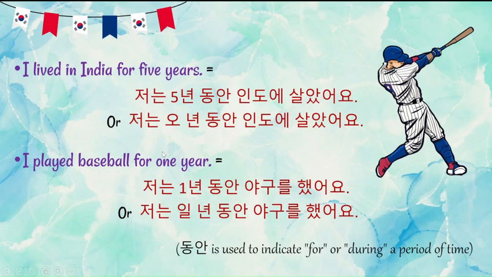I played baseball for 1 year. 저는 1년 동안 야구를 했어요. Here, for 1 year is 1년 동안. Baseball is 야구. And to play is 하다. So to play baseball is 야구를 하다. In past tense, 야구를 했어요. So this is how you use the Korean counter for years in a Korean sentence.